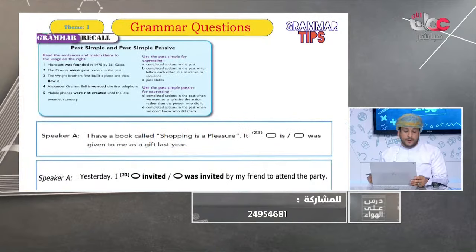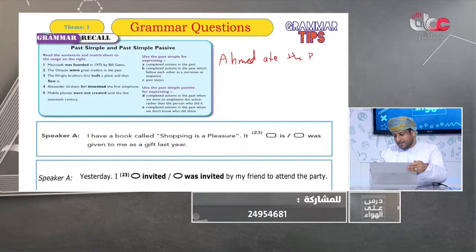The first one here, past simple and past simple passive. This is easy. For example, Ahmed ate the pizza. Just transfer it to the passive. The pizza was eaten by Ahmed. So just bring the object right at the beginning. For example, here, Ahmed ate the pizza. So you'd like to transfer it into the past simple passive.